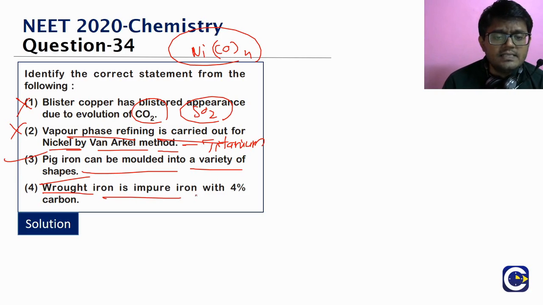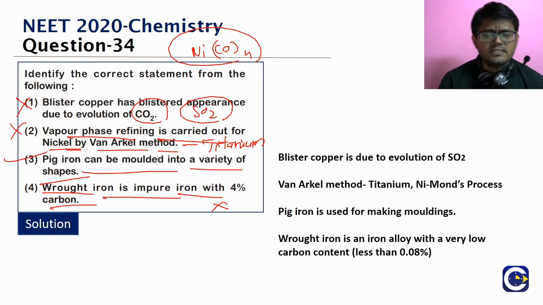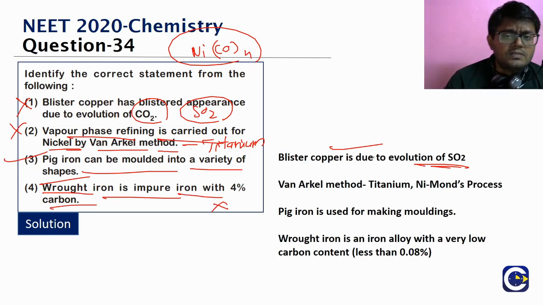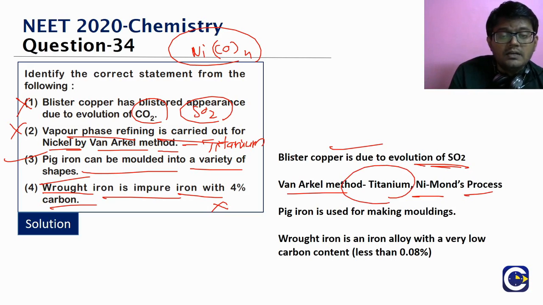Wrought iron is an impure iron with 4% carbon content. This is incorrect. The carbon content of wrought iron will be very less. So blister copper is formed because of the evolution of not CO2 but because of SO2. Van Arkel method is for what? Titanium. Nickel, it is the Mond's process, where we will be forming nickel tetracarbonyl.